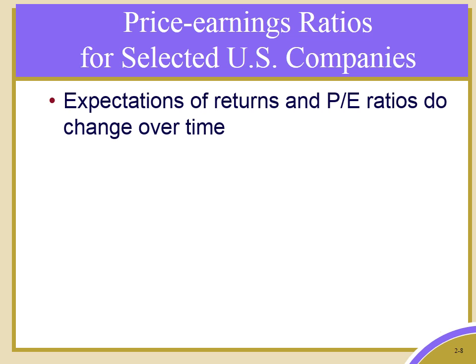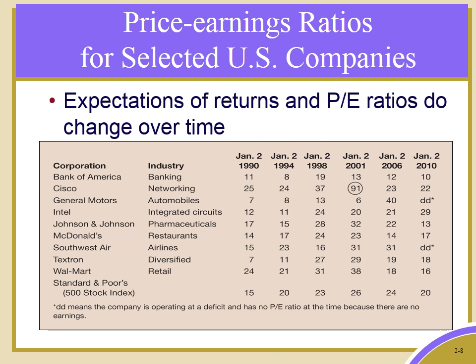The expectation of returns and PE ratios do change over time as well. So you can see here some PE ratios for some specific companies over time. As you can see, Cisco from 1990 through 2001, its PE ratio is 91 in 2001, but its PE ratio dropped off in January of 2006 and 2010. So it does not necessarily mean that the company is continuing to outperform the market with its PE ratio.